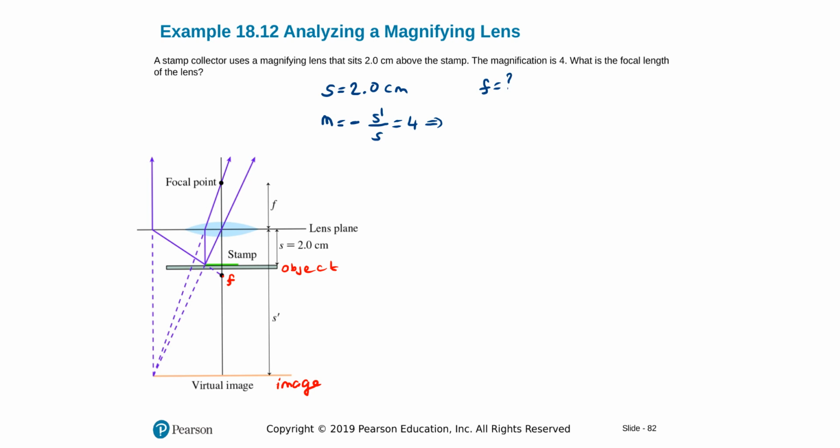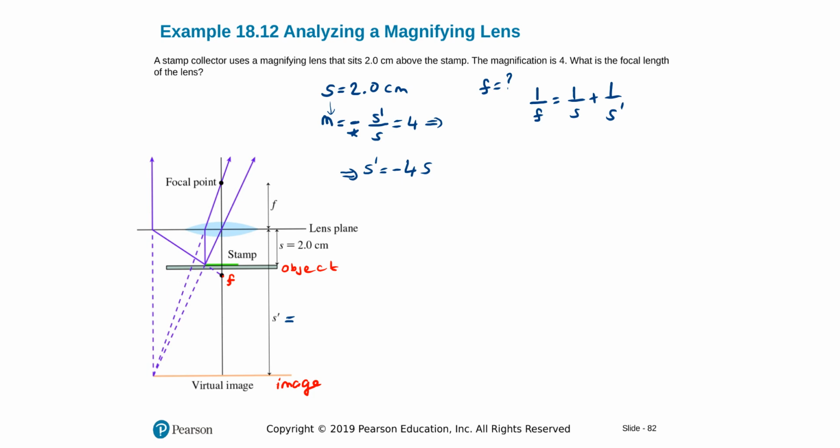So if I know S and S prime, I can use the thin lens equation to find the focal point: 1 over S plus 1 over S prime is equal to 1 over F, right? But I don't know S prime. I have a way to find it though. I know the magnification, I know S, so I'm going to solve for S prime. I'm going to find that S prime is equal to minus 4 times S. Notice this minus is coming from here, right? So 4 times S, and I see that S prime is equal to minus 8 centimeters.